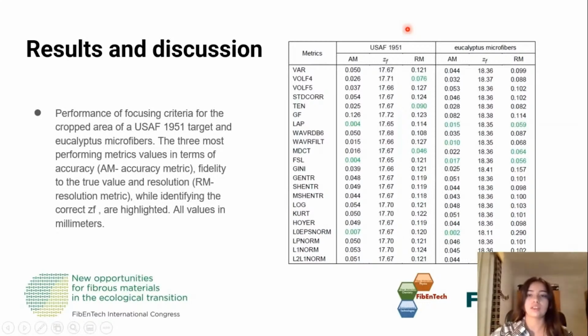This table was selected from a set of results to illustrate the behavior of the tested metrics when using an object with different scales of resolution, such as the USAF 1951. Using this target also allowed an appraisal of the resolution capability of the setup used in this work. The values highlighted are the 3 most performing metrics values in terms of accuracy, fidelity, and resolution.